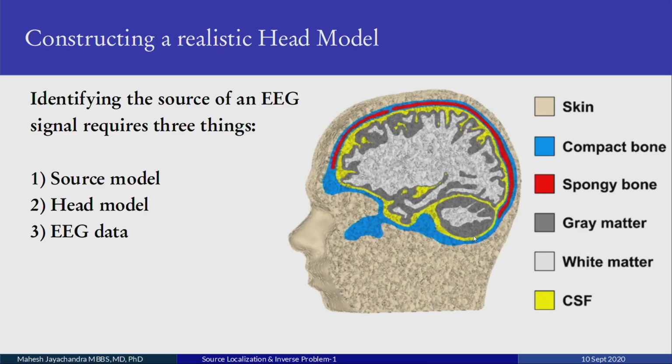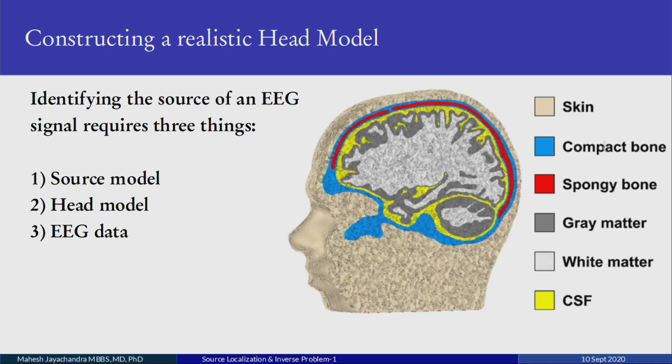Okay. Now let's get to the nitty-gritty. How do you construct a realistic head model? To identify the source of an EEG, you need three things. One is the source model, then you need the head model, and then you actually need the EEG data. And there are different compartments which have to be individually modeled.